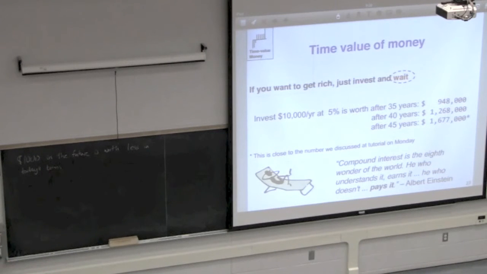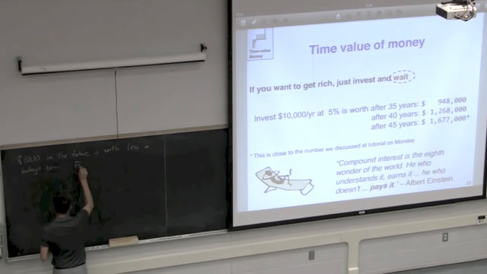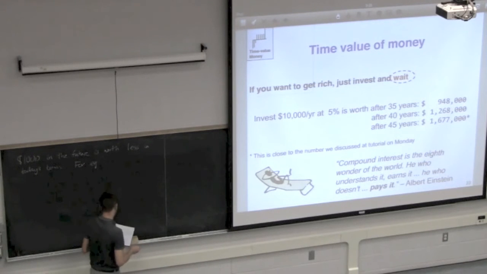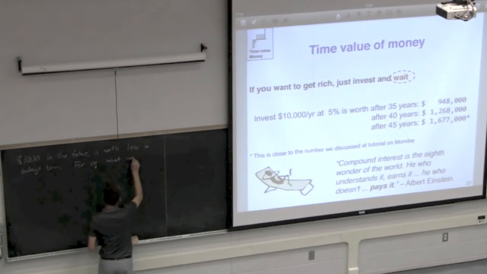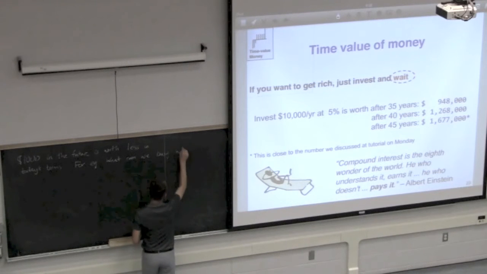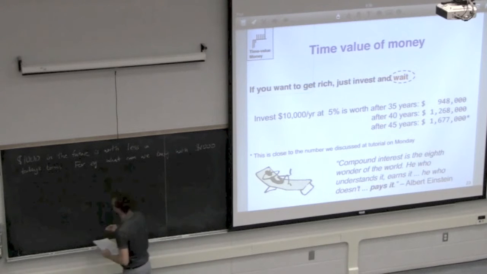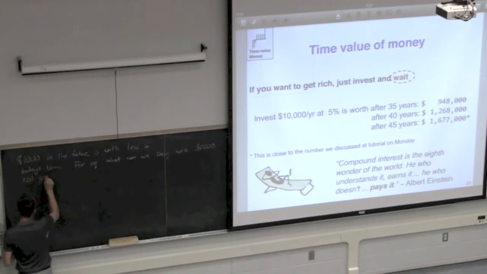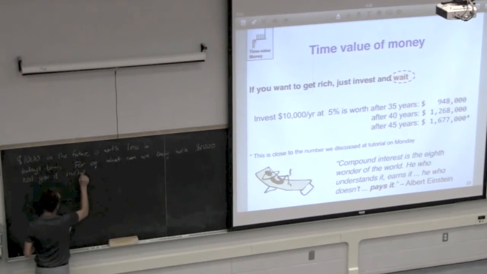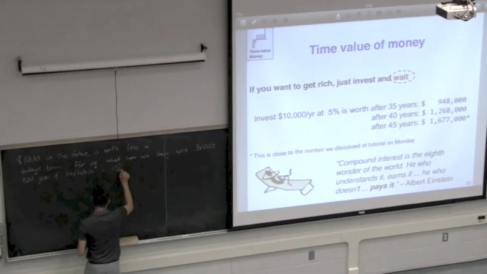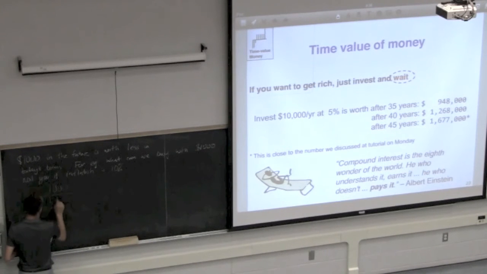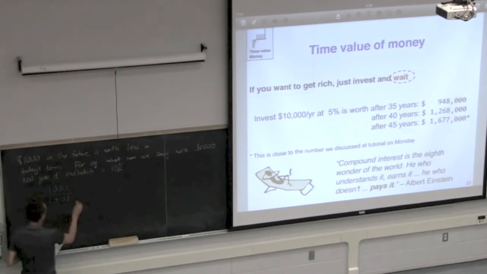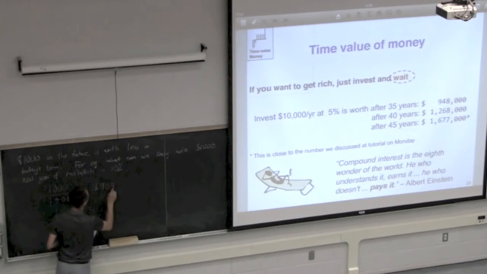So, for example, what can we buy with $1,000 next year if inflation is 10%? One way we can consider that is as follows: $1,000 divided by 1.1, in other words, 1 plus that 10% factor, that gives me $909.